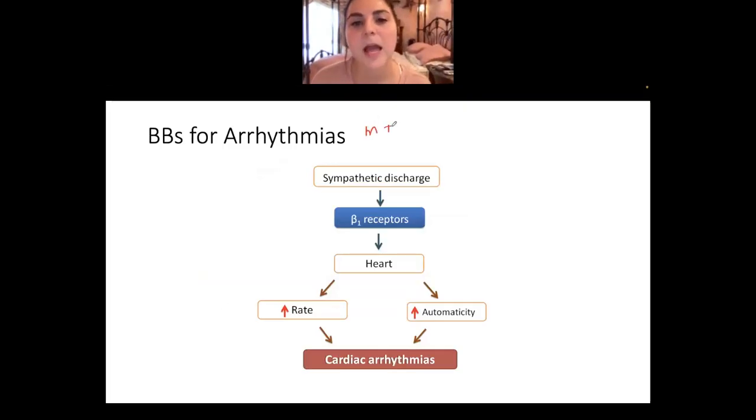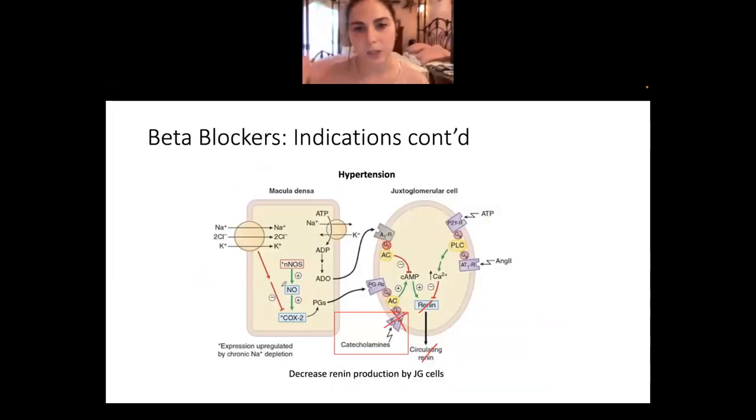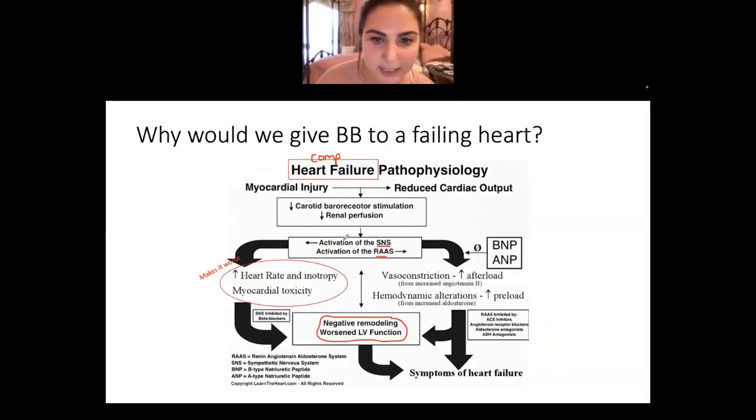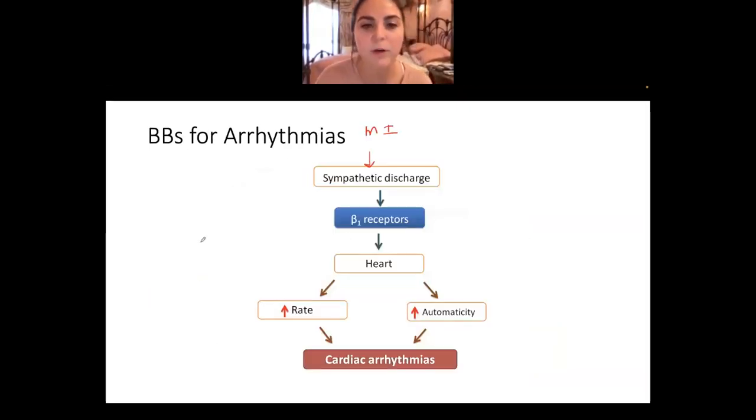Same kind of thing here. If that all happens, let's say we had an MI here, and now we're undergoing that sympathetic discharge. We're basically here in this state right here. We have the sympathetic discharge, and then we're in this cycle over and over again.